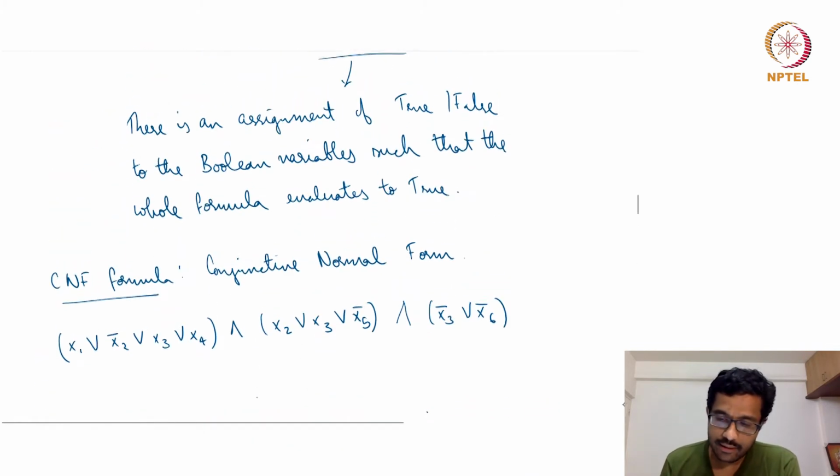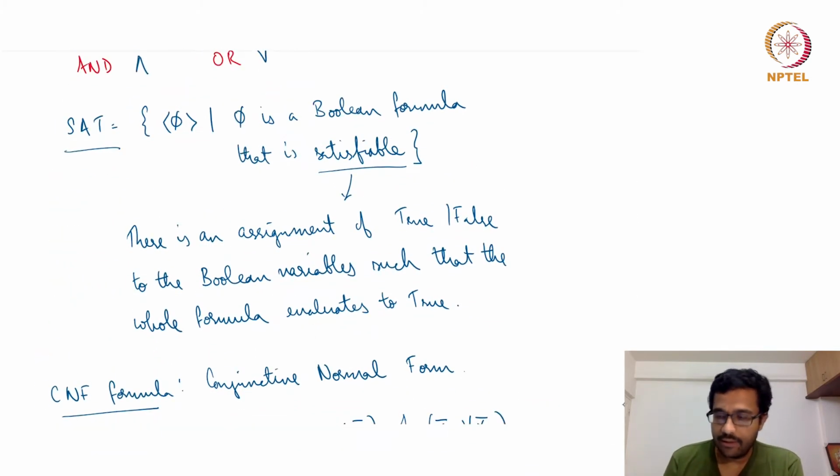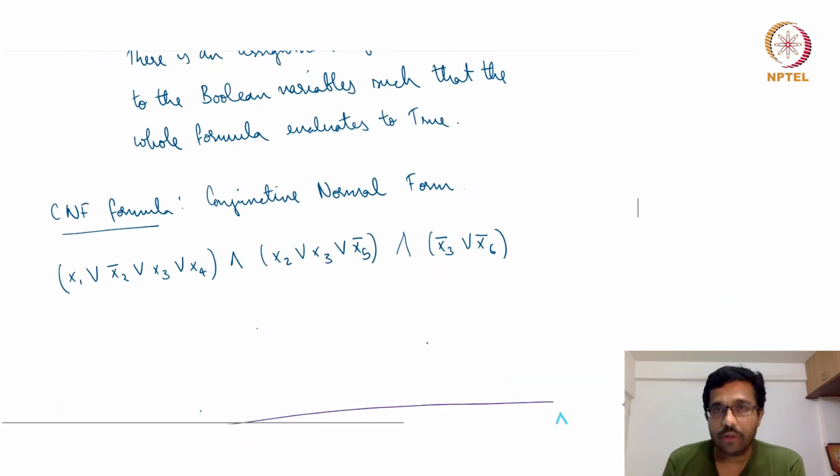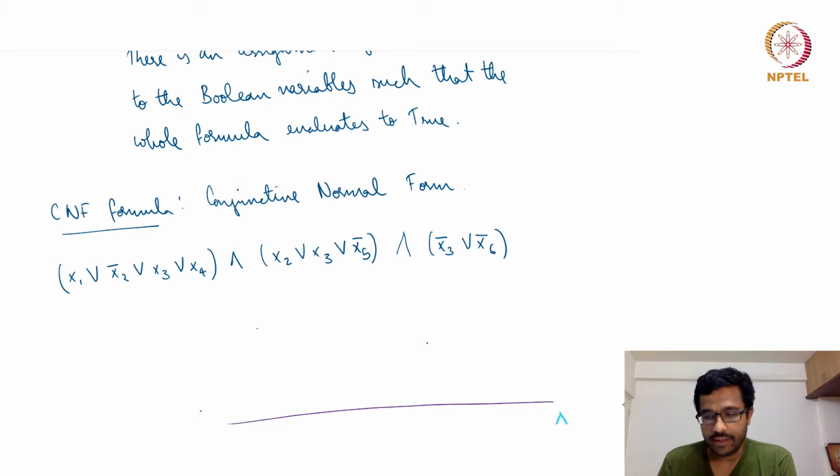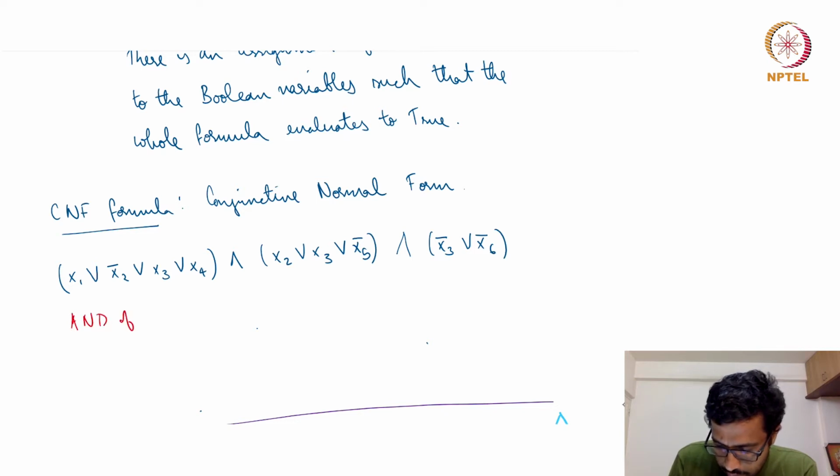Now some special subclasses of SAT. SAT is the class of all Boolean formulas that are satisfiable. Now we will learn something called conjunctive normal form. Conjunctive normal form means it is an AND of ORs. So what you will have here is an AND of clauses.